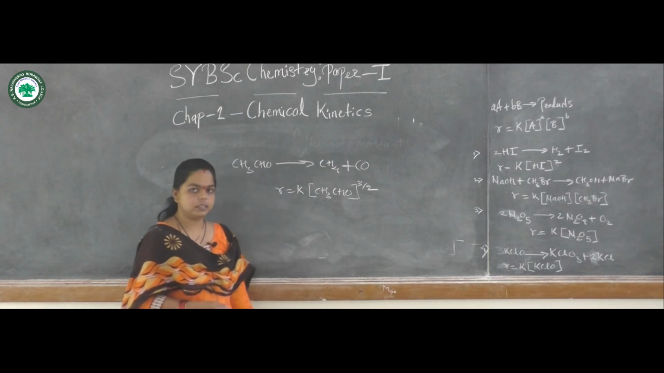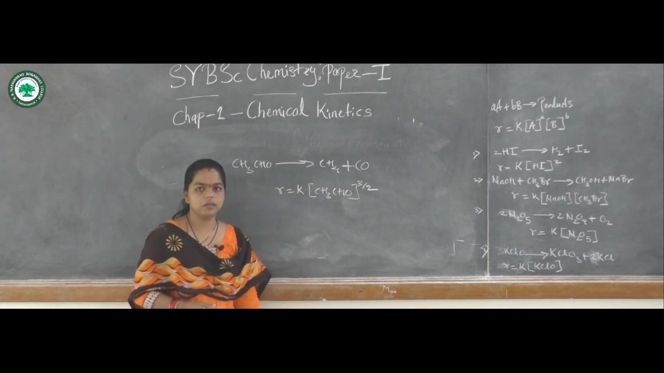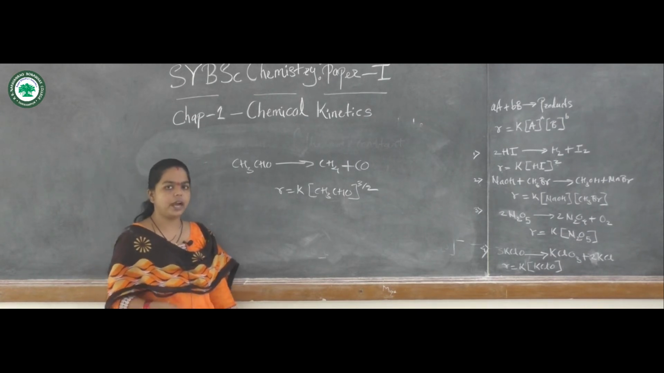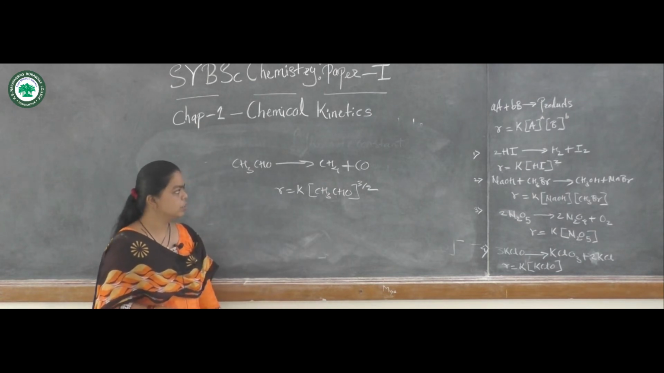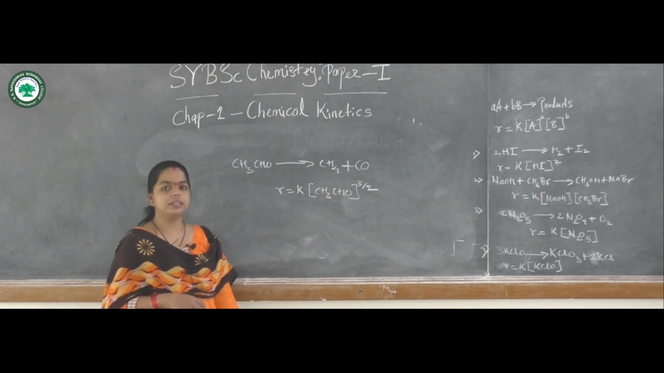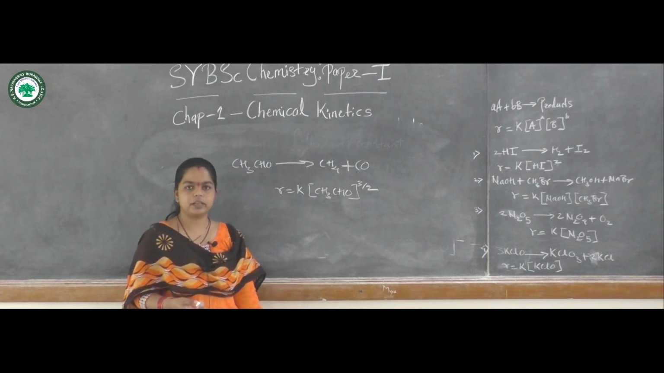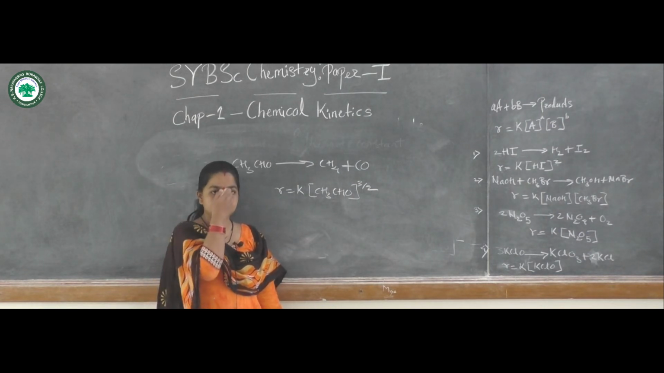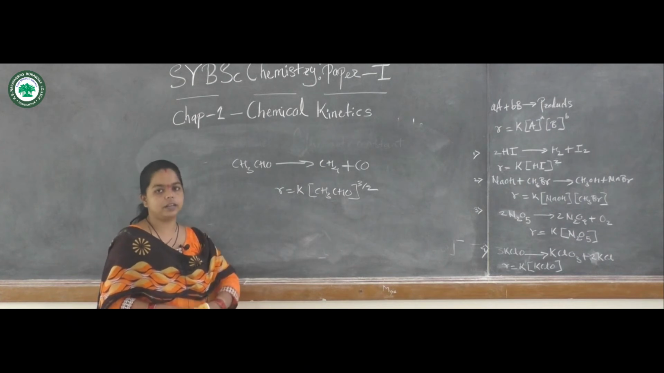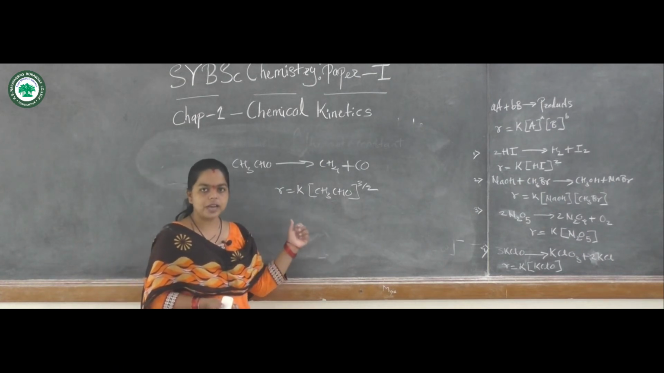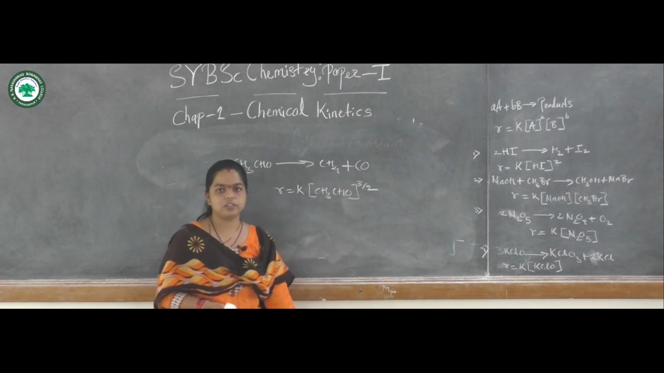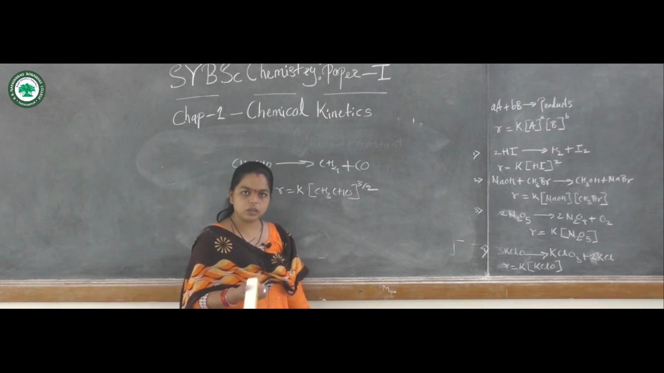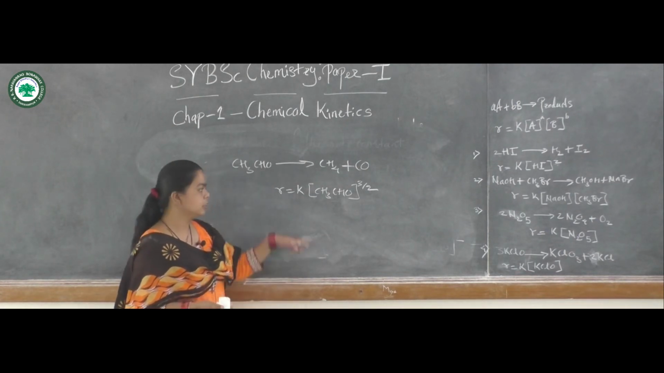let us consider the decomposition of acetaldehyde to give methane plus carbon monoxide. If we derive the rate equation for this reaction from the experimental data, the measurement should be taken from the experiment. The rate equation should be determined from the experiment, because only experimental data will provide the correct value, instead of taking the stoichiometric coefficient. We have already seen that in every case the stoichiometric coefficients are not always given in the rate equation.